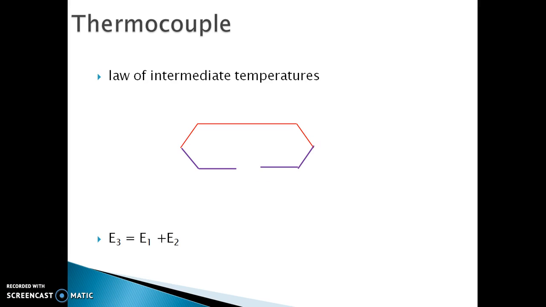The third law is very important for calibration of the thermocouple. It is the law of intermediate temperatures. Consider we have two dissimilar wires with two junctions formed, J1 and J2. Here we maintain one junction at a hot temperature and the other junction at a reference temperature T2. Then we get the EMF as E1. Now if we interchange, that is, the first junction is maintained at the reference temperature and the other junction is kept as the cold junction, then we get an EMF of E2. Now we can say that E3 is the addition of the EMFs of the first case as well as the second case.